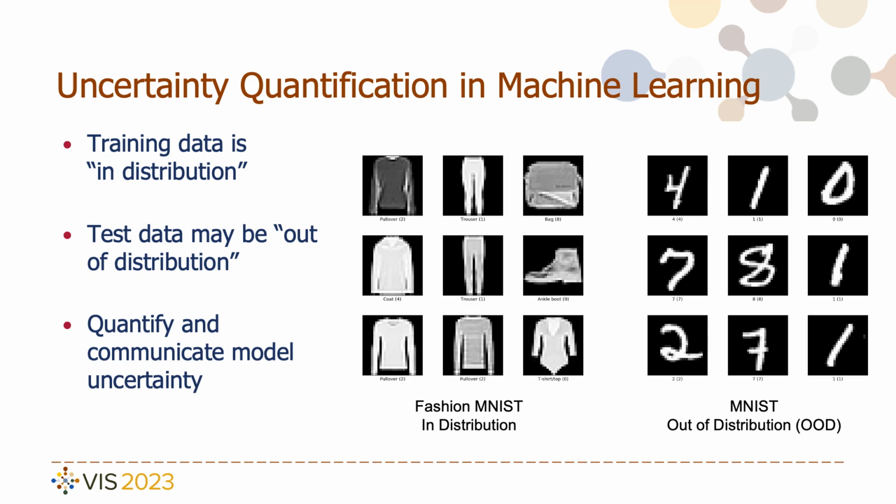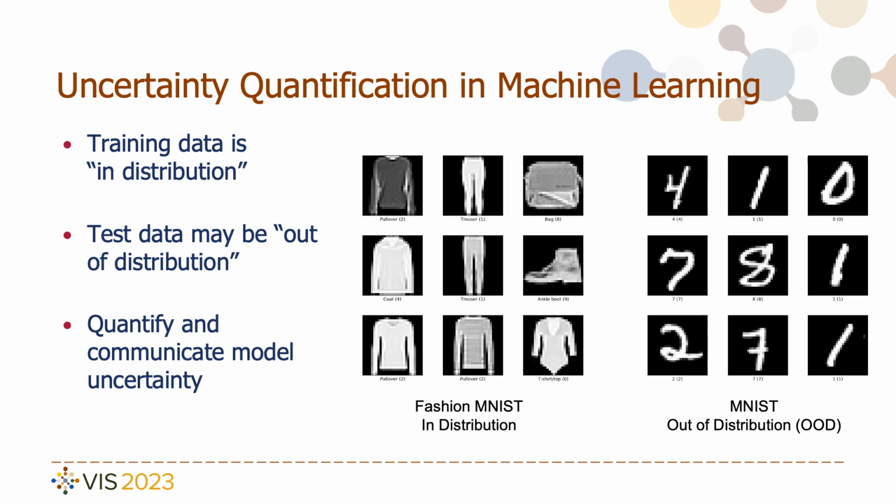For example, a model could be trained on fashion MNIST to recognize articles of clothing. Here, the articles of clothing would be considered in distribution. But in the wild, the model could encounter handwritten digits, cats, dogs, and all other kinds of images that the model has never seen before, and that would be considered out of distribution.